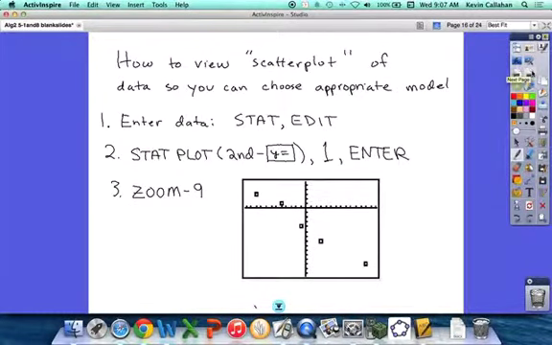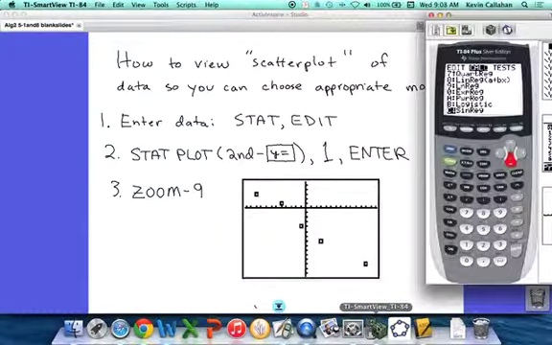Okay, so how to view a scatter plot. Now, if you still have the same data in your calculator, which I hope you do, the last set of 5, just leave it like it is, right? This is how you look at data in the calculator. First, you enter the data, which you've already done if you've got those points in there. The second step, if you notice on your calculator, above the y equals, it says stat plot. So you have to go second, y equals.